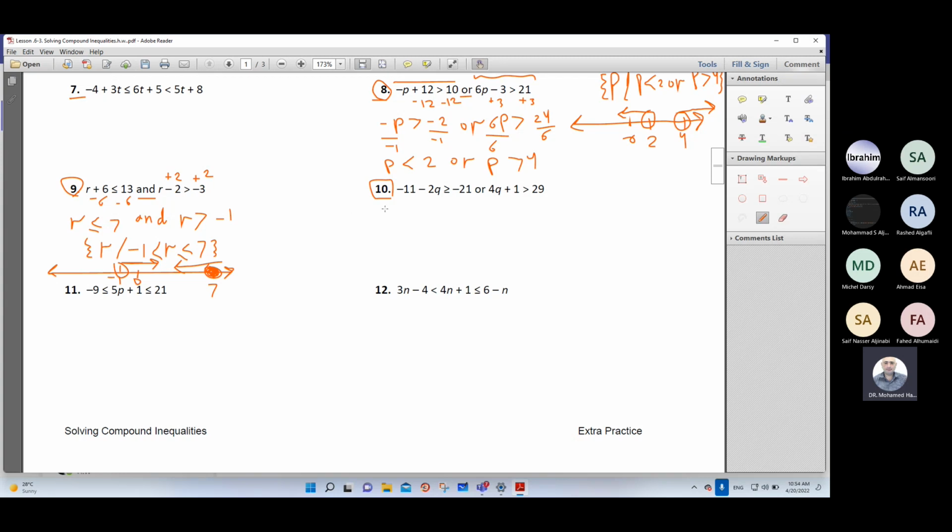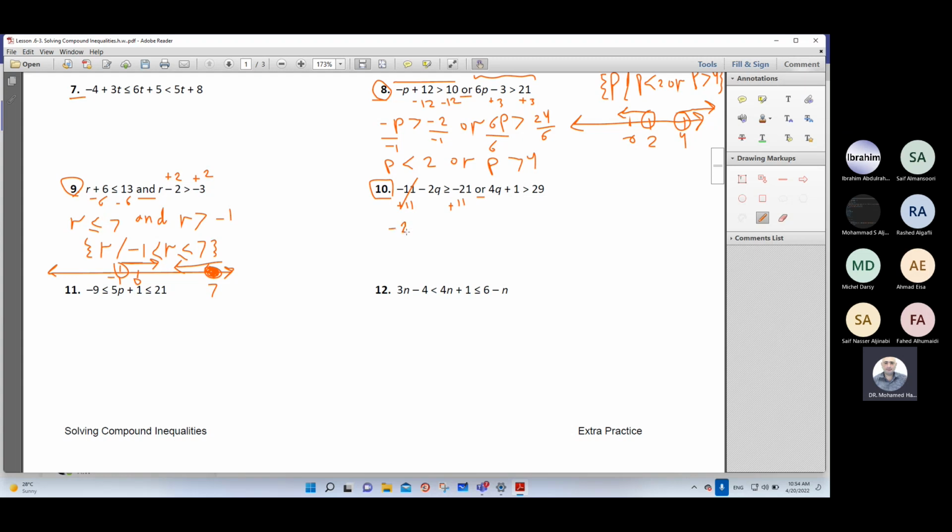I will solve number 10. Here, as you see, we have OR. So we want to solve the first inequality. To solve the first inequality, try to remove minus 11 from here. So we can add the inverse, plus 11 here, plus 11 here. So minus 11 plus 11 is 0.